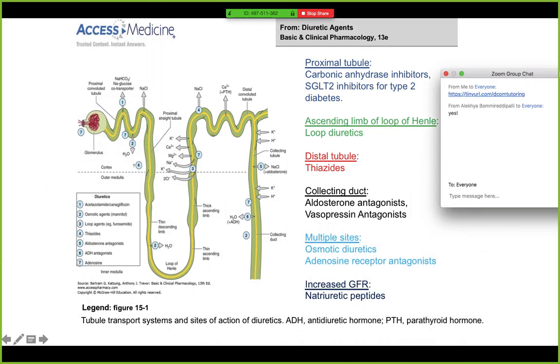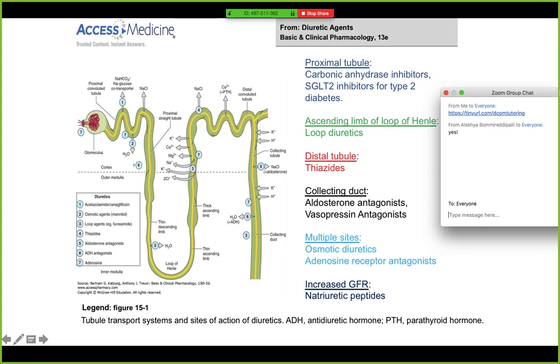So just starting very broadly, if you're looking for a place to start, I would start looking at these diuretics based on where they're acting in the nephron.